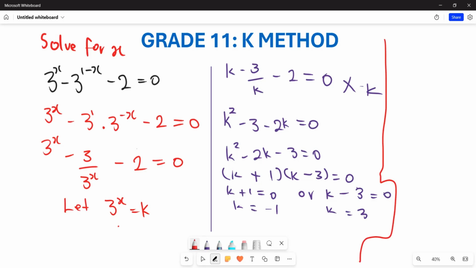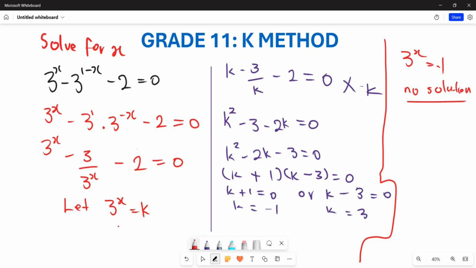So you are going to say now 3 to the power of x is equal to -1, right? And whenever your k is negative, your answer here is going to be what? No solution, right? No solution, or this is going to be undefined.